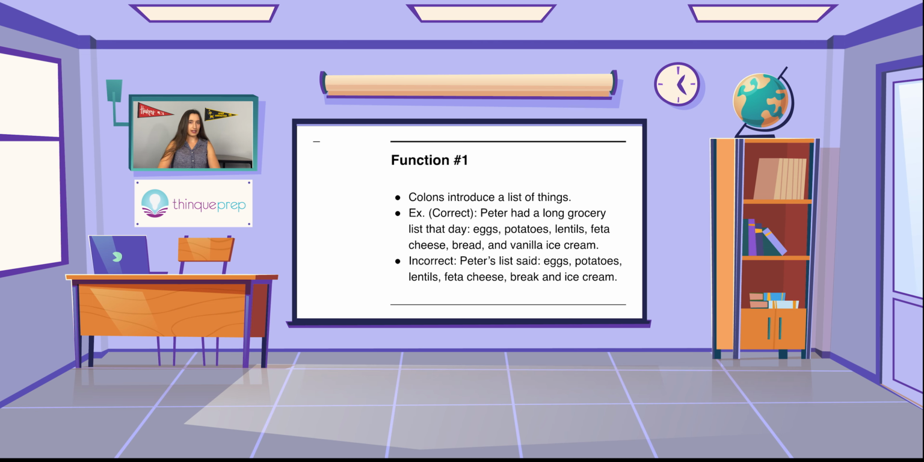The first part of the sentence, Peter had a long grocery list that day, is an independent clause, which is also known as a complete thought. This is important. A colon can introduce any list as long as the clause before the colon can stand alone as a complete sentence. So if I were to say instead, Peter's list said: eggs, potatoes, lentils, etc., that would be incorrect, because the clause, Peter's list said, can't stand on its own as a complete sentence. Got it? Great. Let's check out function number 2.